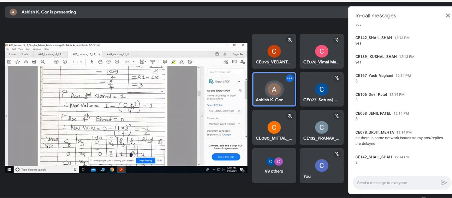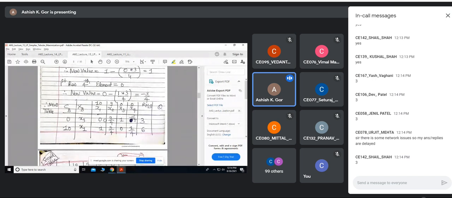So you see, I get 3 by 4. As it is 1, then you told me minus 3 by 4 and this value 3. Now you see, this is interesting, but this is 0.